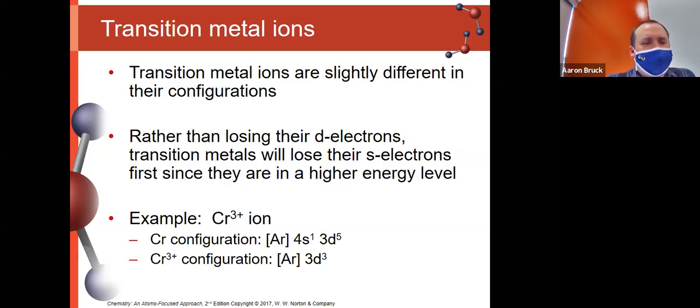The example we give here is with the chromium-3 ion. Here we can see chromium is an S1 exception. Its normal configuration is argon 4s1 3d5.